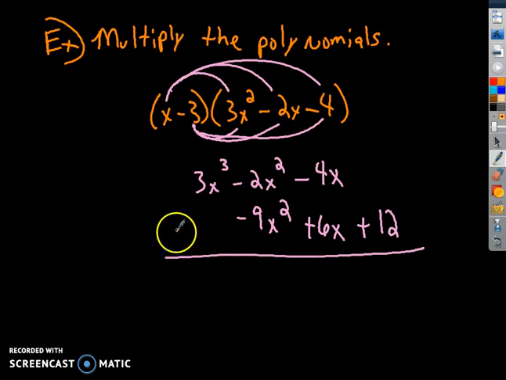From there, you just add. That way I don't have to worry about changing any signs. I'm just adding these together. So 3x cubed plus nothing is 3x cubed.